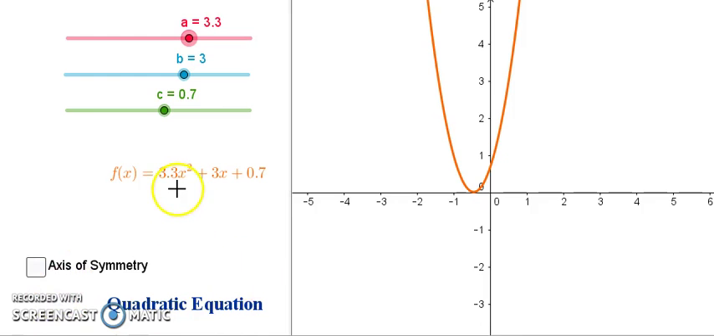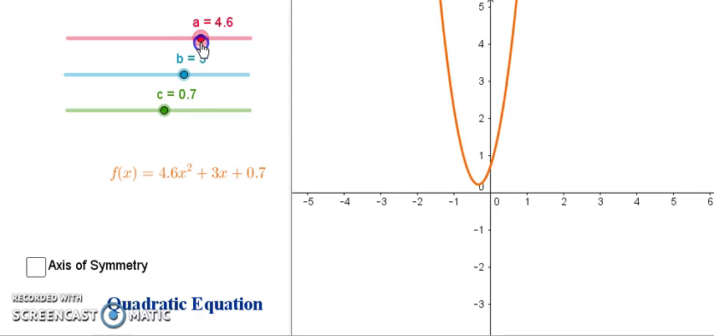So again, in standard form, the quadratic equation is ax squared plus bx plus c, where a is the coefficient on the x squared term, b is the coefficient on the x term, and c is the constant. By changing a, b, and c, the graph of the quadratic equation changes. So let's take a look at what happens when we change a.